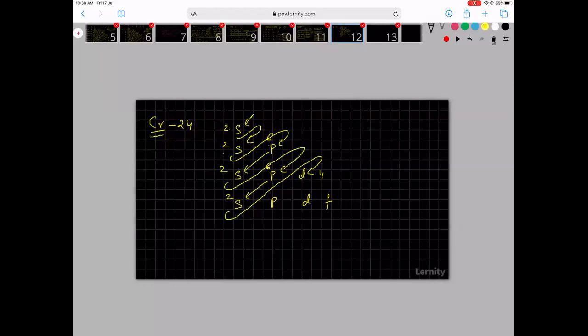So now I just write it down. It is 1s2, 2s2, 2p6, 3s2, 3p6, 4s2, and 3d4. So this is the electronic configuration for chromium. Make a note of this and then I will tell you something. If you want me to do it for palladium, palladium is like 46. So next I will do it for palladium.